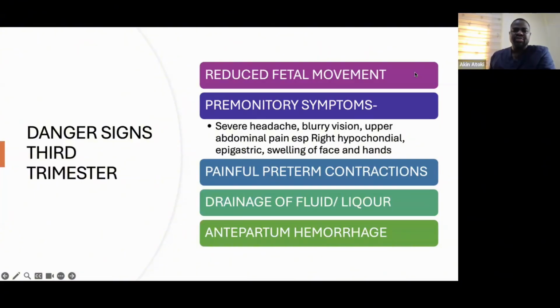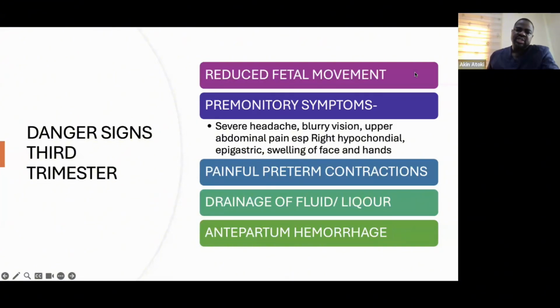Okay, blurry vision, when you start looking as if one is seeing stars, blurry vision, upper abdominal pain, especially on the right side of the abdomen, epigastric pain, or swelling of the body, especially non-dependent swelling of the body.